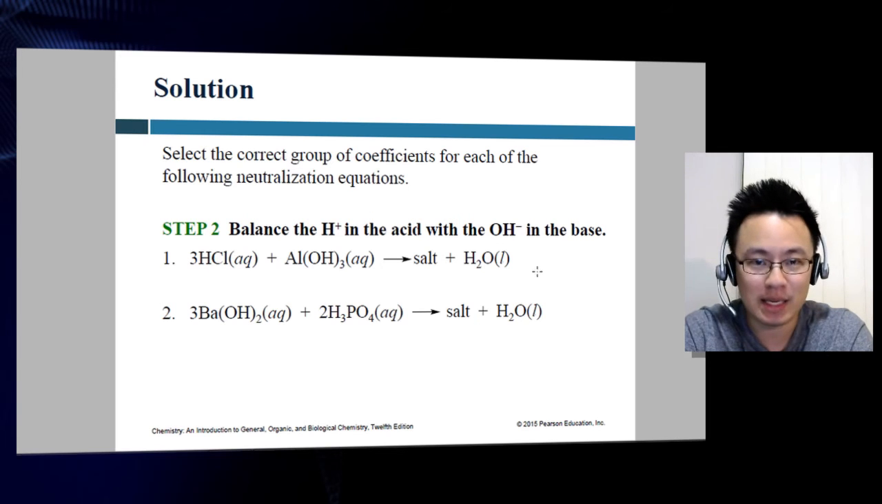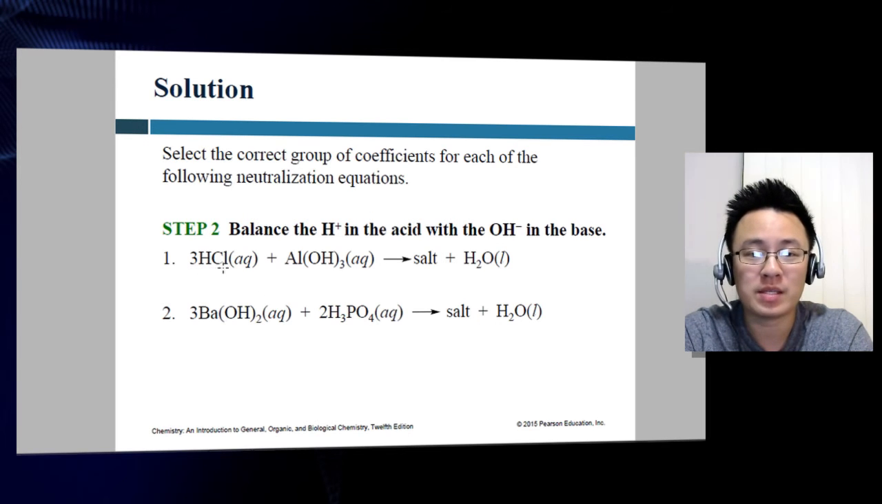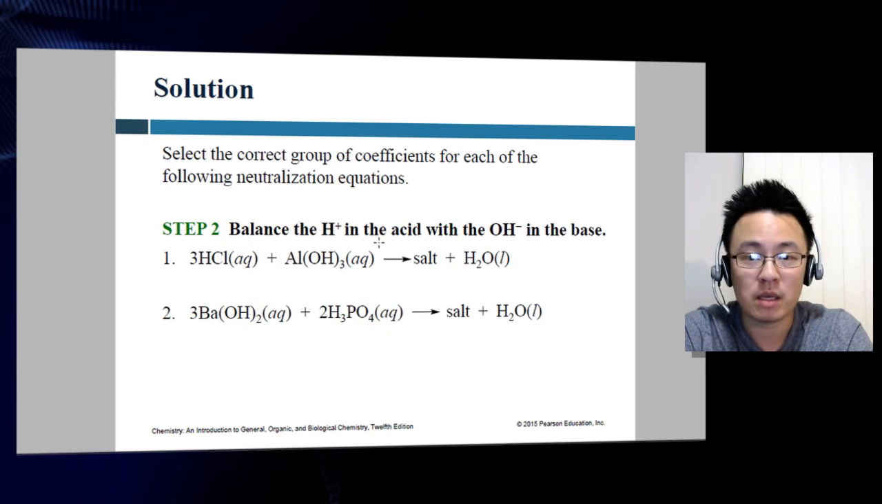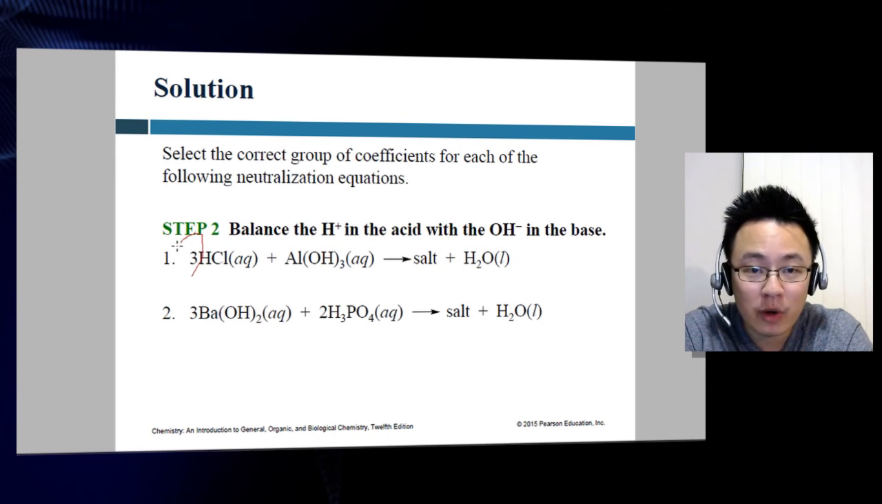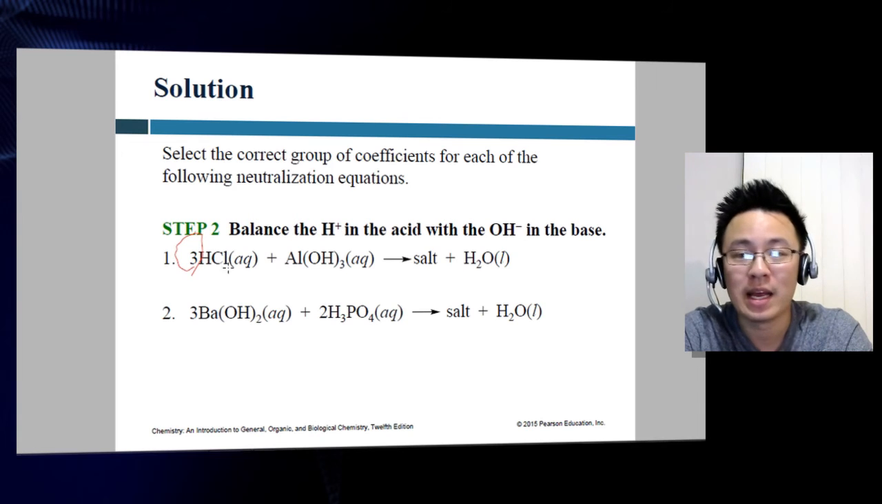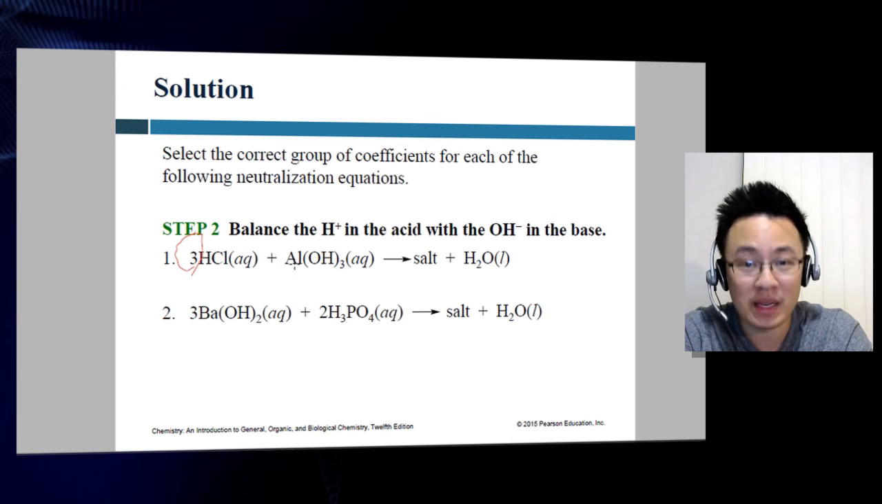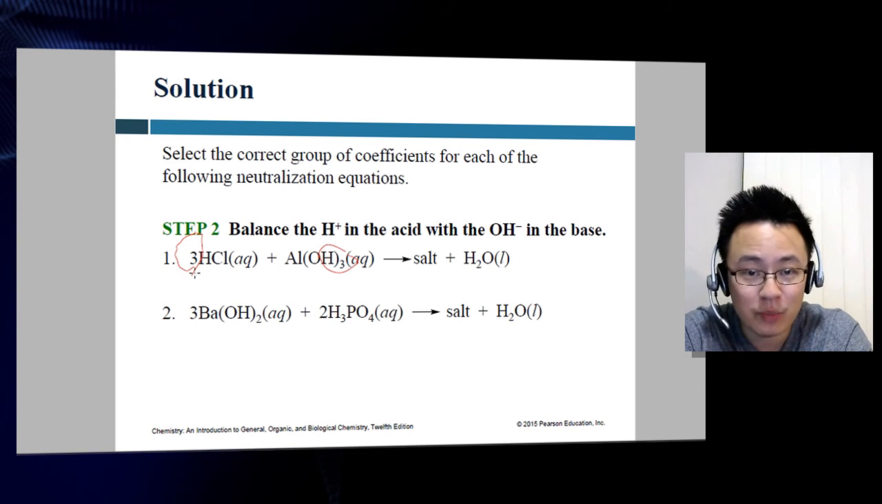So as you can see here, we have 3HCl aqueous, Al(OH)3, and that salt, and then the H2O right over there. And in comparison to before, we can add that number 3 in front of the hydrochloric acid in order to balance out the number of hydrogen ions with the hydroxide ions in the base. So we have 3 hydrogens here. We should have 3 hydroxides over there.